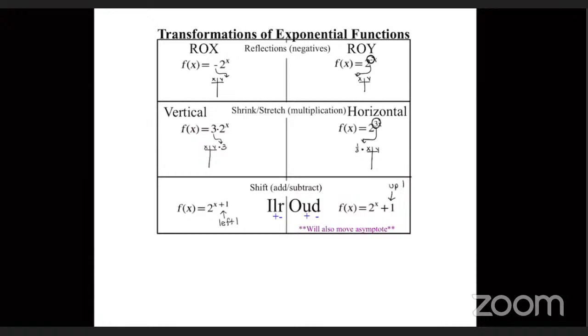And then this is a very, very important point right here, and that is that any movement up or down will also move your asymptote that same distance. So if we say that our graph is going to move up or down, we are going to draw our asymptote moved up or down, because that will be part of our graph as we draw that as well.